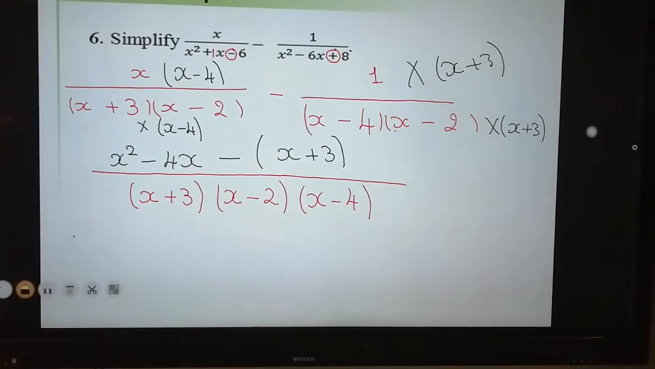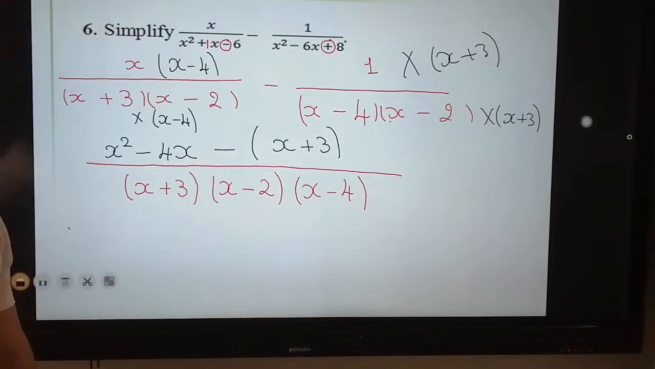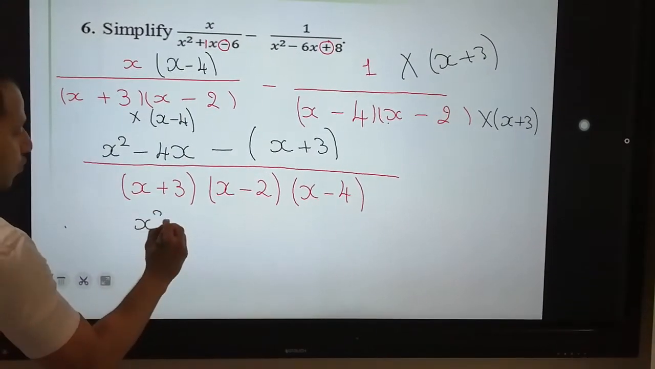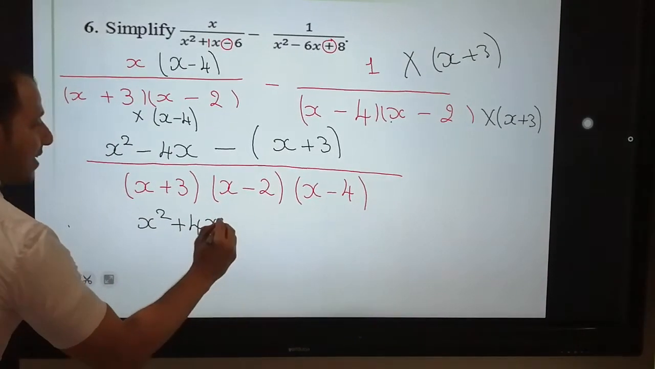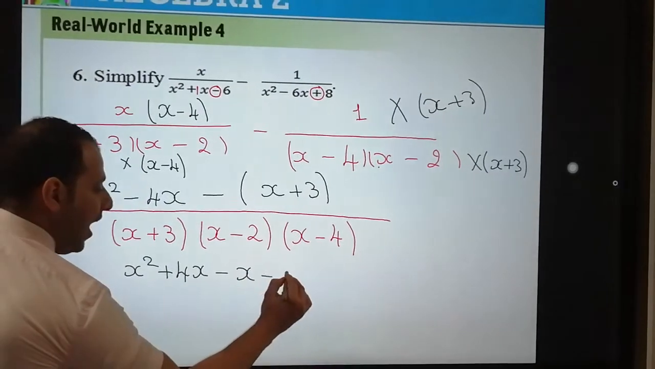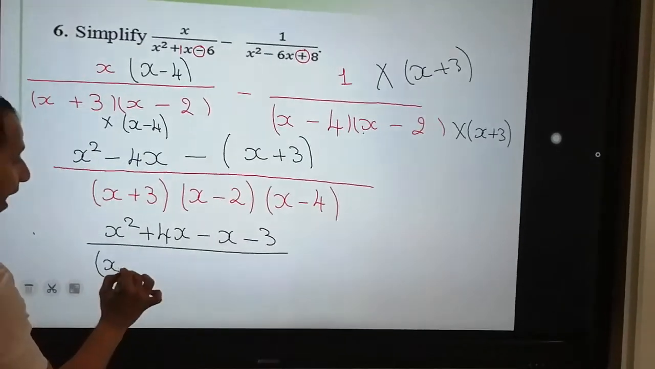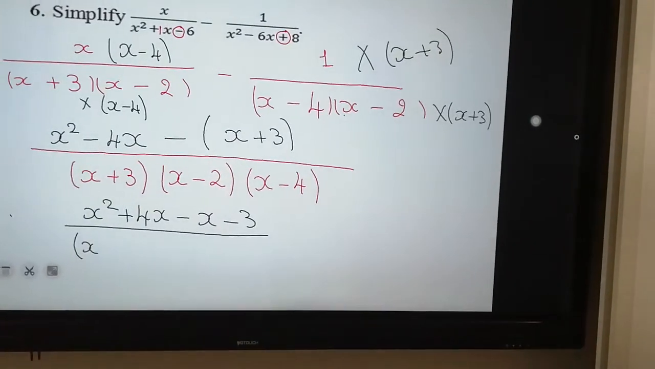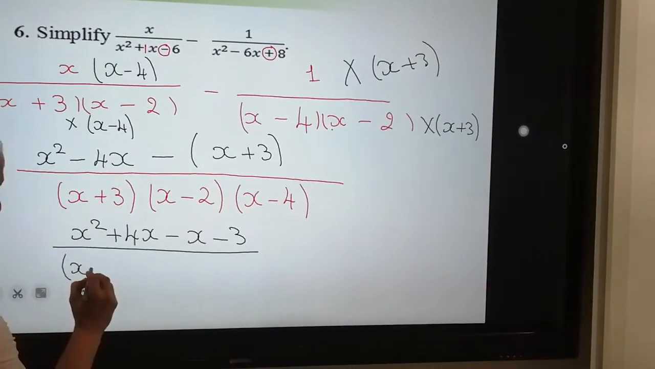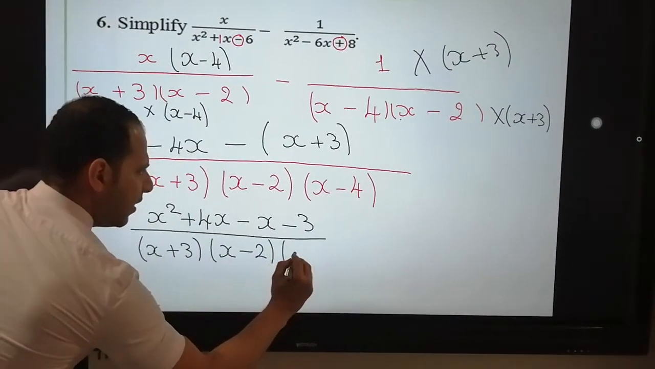Now you need to simplify by the negative sign. It must enter the bracket and change the sign of the first and the second. So I just write x squared plus 4x minus x minus 3. And down the same LCD.